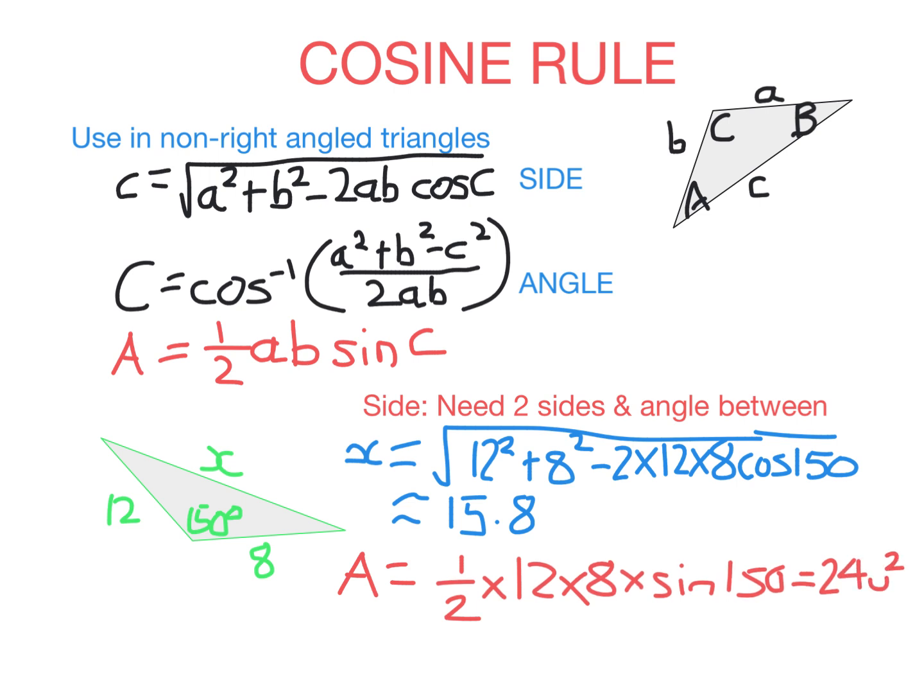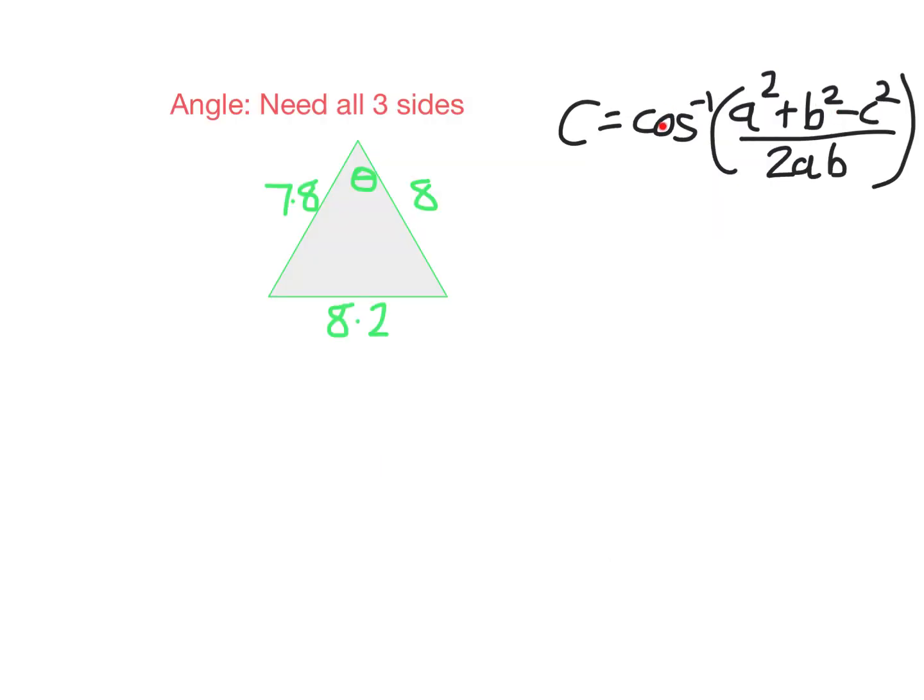All right, let's now look at using the cosine rule to find an unknown angle. So here again is the cosine rule for finding an angle. To find an angle using the cosine rule, you need to know the lengths of all three sides. So we could use the cosine rule in this triangle to find any of its angles. We could not use the sine rule. We don't have enough information.